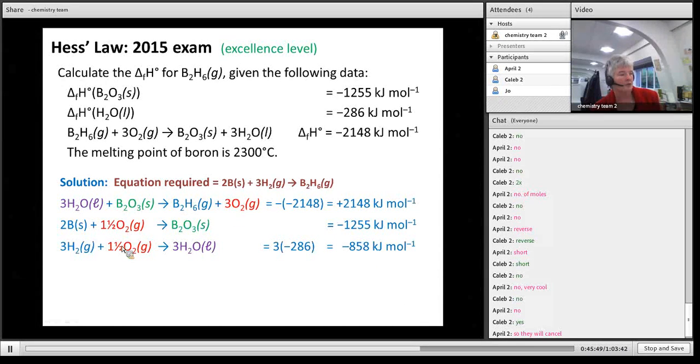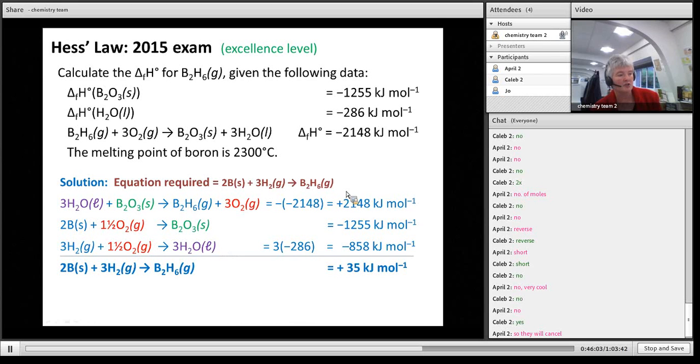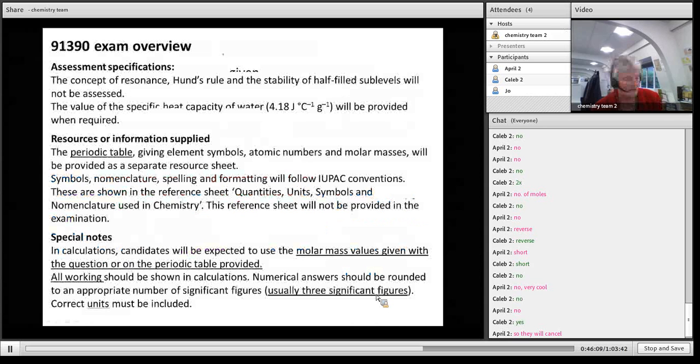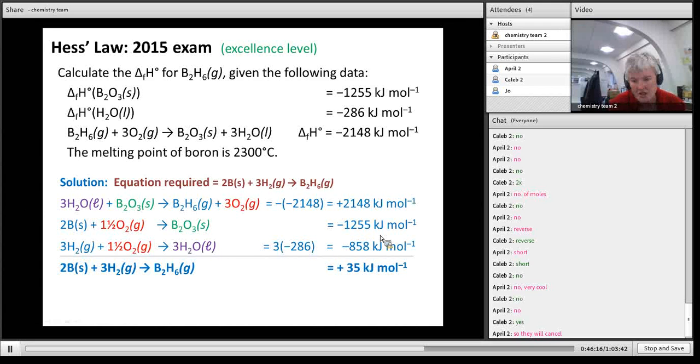So the oxygens cancel out, 3 on the right hand side, 1.5 and 1.5 is 3. The waters cancel out, the boron oxides cancel out. So I'm left with the equation I want. Okay, always double check, and you just add it up and you get your value. Okay, right. Actually, well, let me just go back. Are there any questions about Hess's law? Okay, it's pretty much guaranteed you're going to get it in the exam.